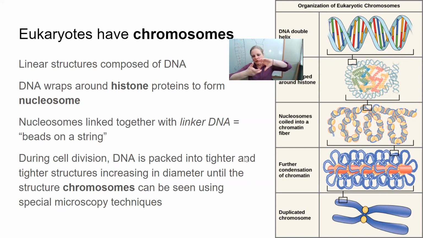And then we get more and more packing when the cell's ready to duplicate and it needs to provide the genes for the daughter cell. It starts to get a more and more condensed chromatin structure, and eventually it gets to be a thing that we can see using microscopes as a chromosome.